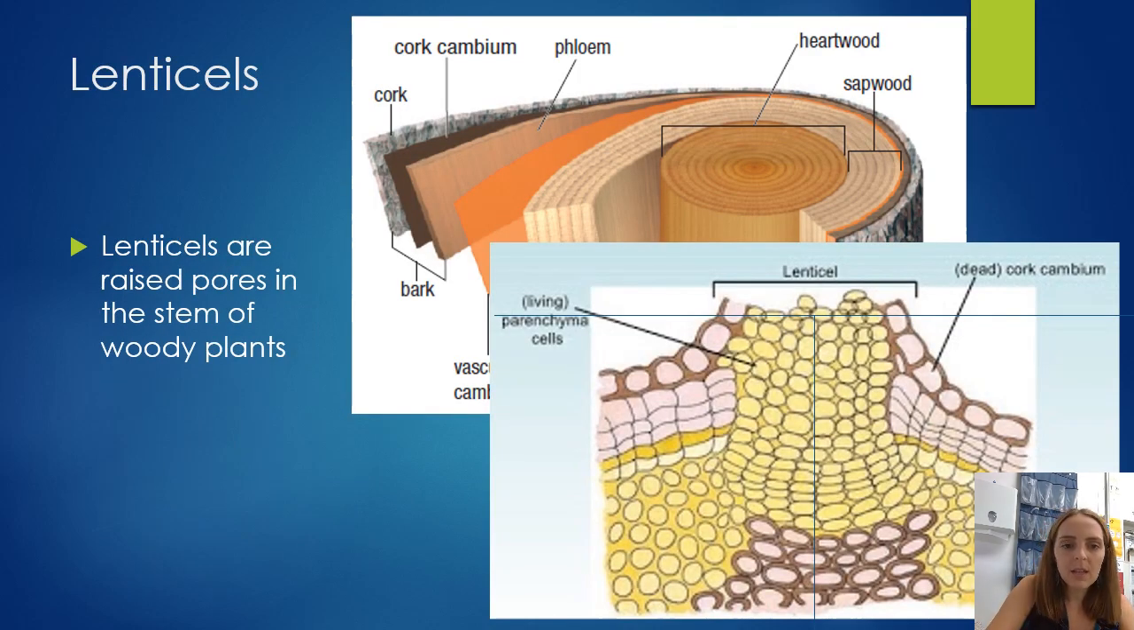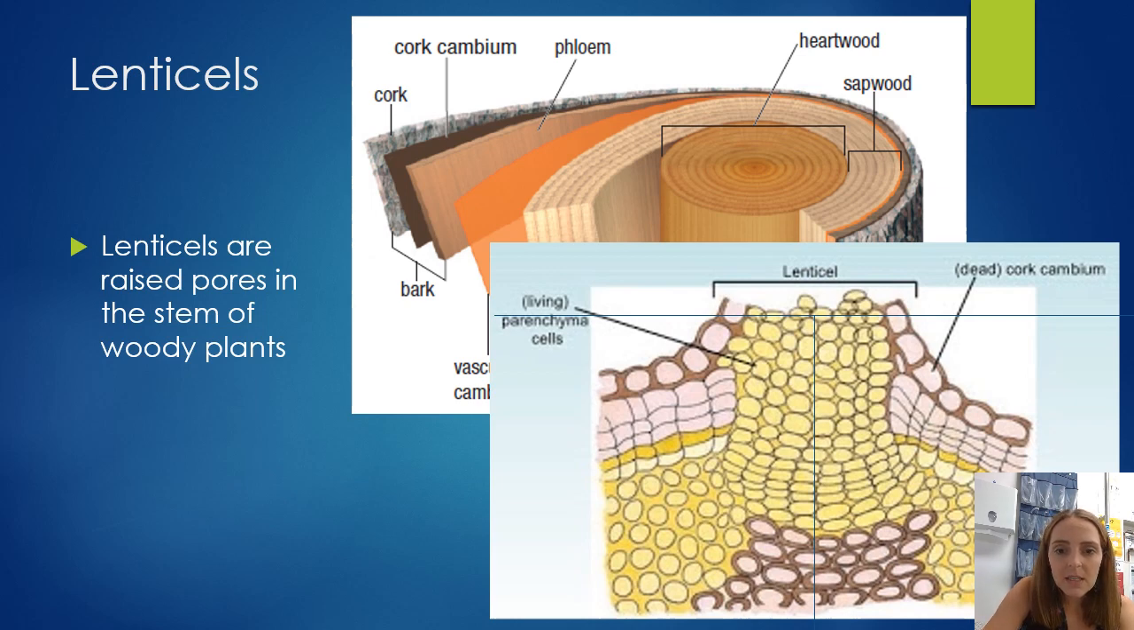Now, if you look at this diagram in the back here of a layer of woody stem, we have this corky layer on the outside, which is often brown, and it's basically dead plant cells, but they're there like that for a reason. They provide that nice waterproof layer.